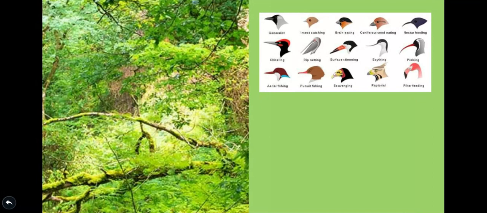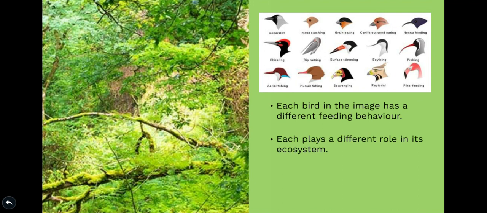You also then have the raptors. Raptors are able to eat meat and rip it off the flesh and the bone, and these are important apex predators. Now, each bird in the image has a different feeding behavior, and each plays a different role in its ecosystem. So a lot of them will be, for example, eating producers, so the grain eating, for example.